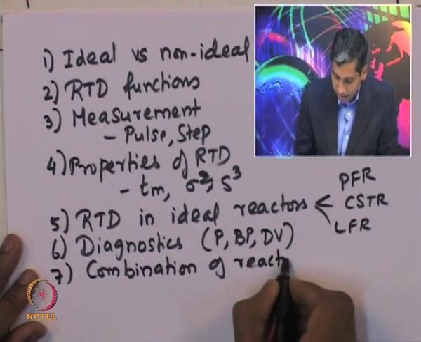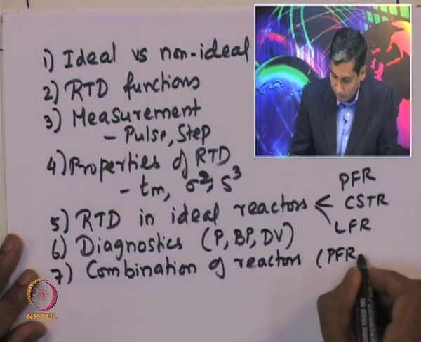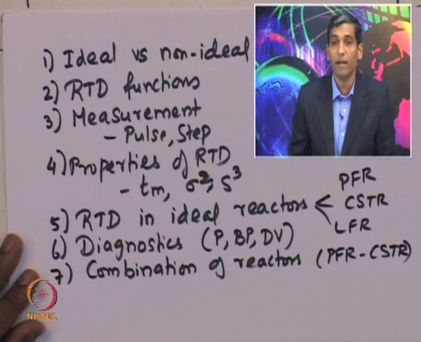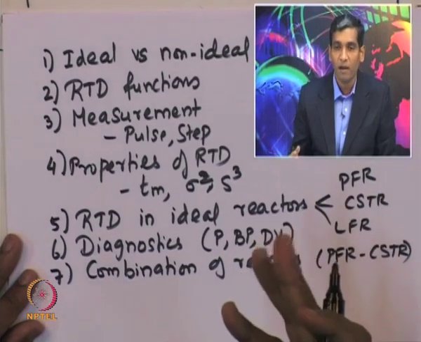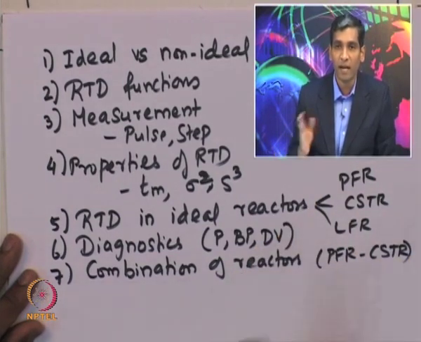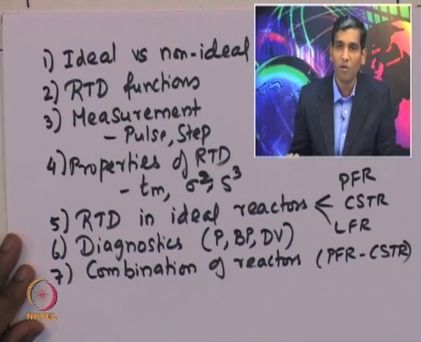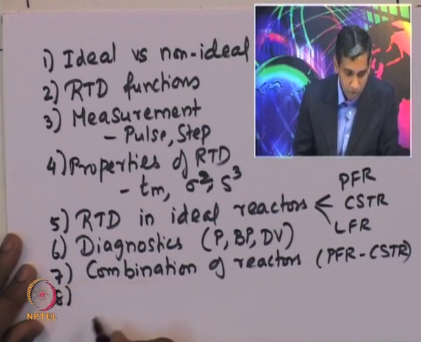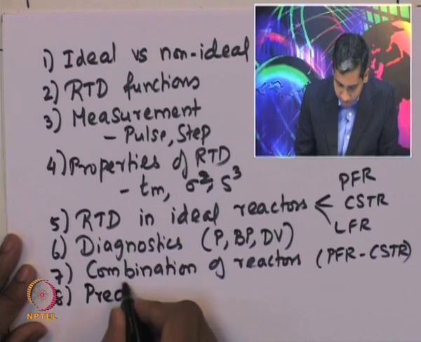And then we looked at the combination of reactors, particularly the PFR-CSTR combination, and how to estimate the residence time distribution. We observed that the residence time distribution for PFR followed by CSTR and CSTR followed by PFR is the same. However, the sequence dictates the performance of the combination of reactors. This suggests that the RTD function alone is insufficient to predict the complete conversion. An additional piece of information is required, and from there we moved on to the next topic of predicting the conversion.